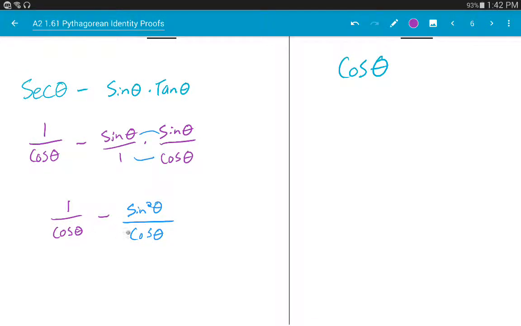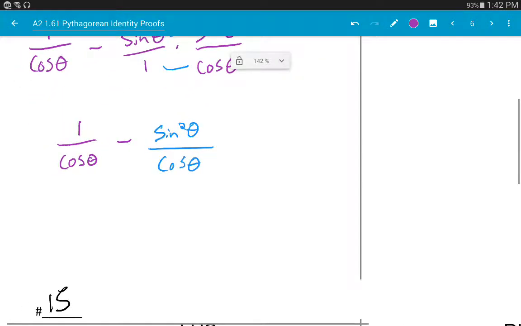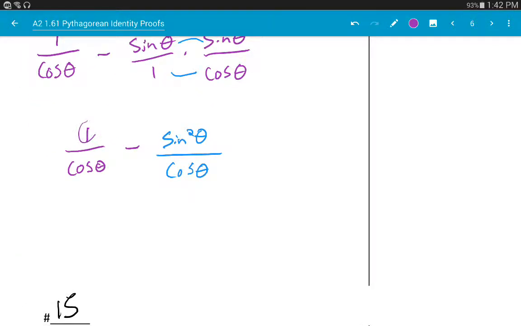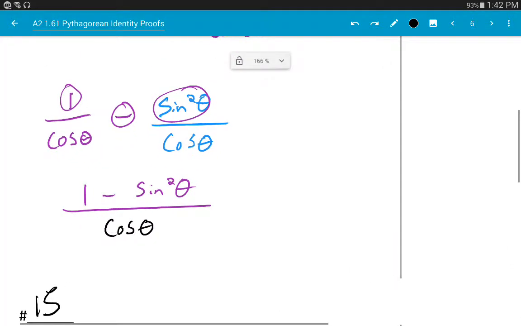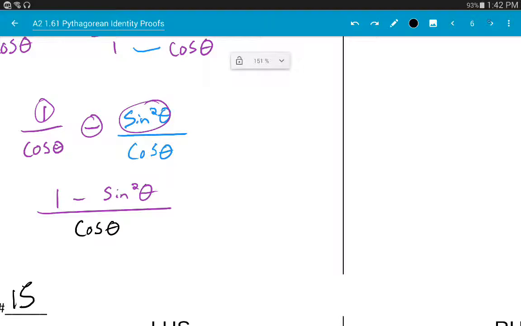When I have 2 fractions with like denominators, I can just smush them together. When I smush them, what I mean is I'm going to take the top and put it all over the denominator. What's my common denominator? Cosine theta. And now this, it's 2 terms, it's got a sine squared in it. That feels to me like a Pythagorean identity, but I'm going to have to take a look. 1 minus sine squared. Let me look.